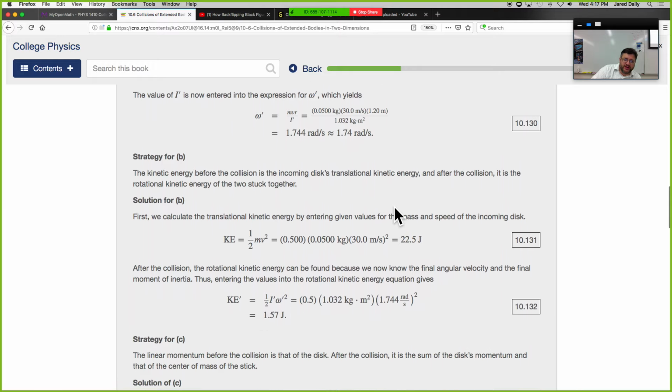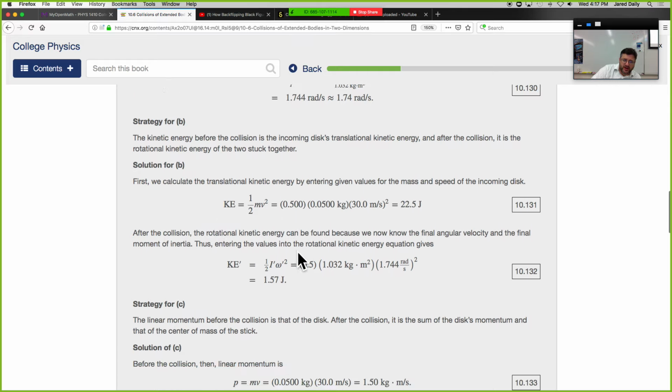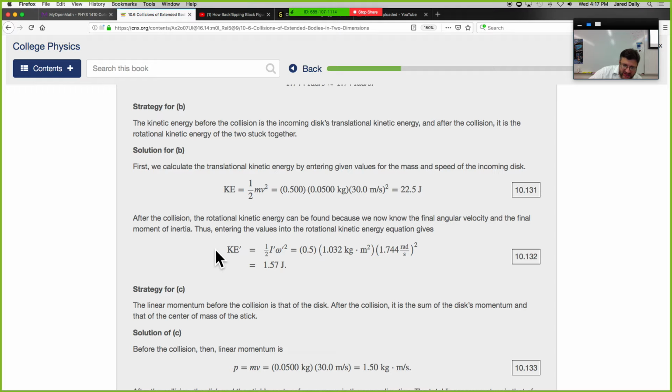Then they want to know the kinetic energy. So we have kinetic energy of the ball. This is 1/2 mv squared for the ball. But afterwards we have rotational kinetic energy of ball and stick, and they calculate that as 1/2 I omega squared. We already calculated the I of ball and stick. We just plug in the omega, 1.744 radians per second. We get 1.57 joules. So we start off with 22.5 joules of kinetic energy, and you end up with 1.57 joules of kinetic energy. So kinetic energy is definitely not conserved here.